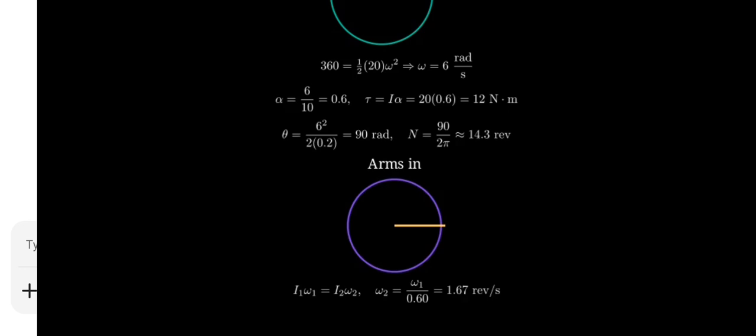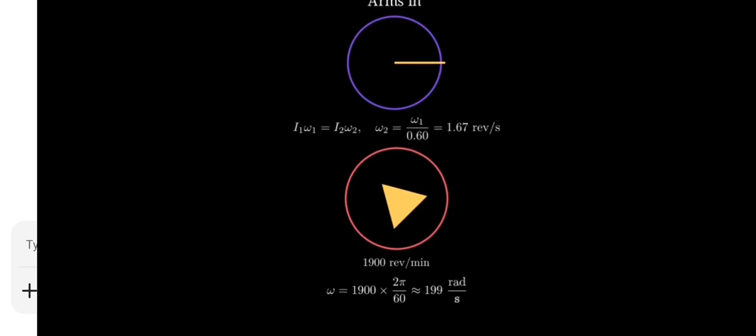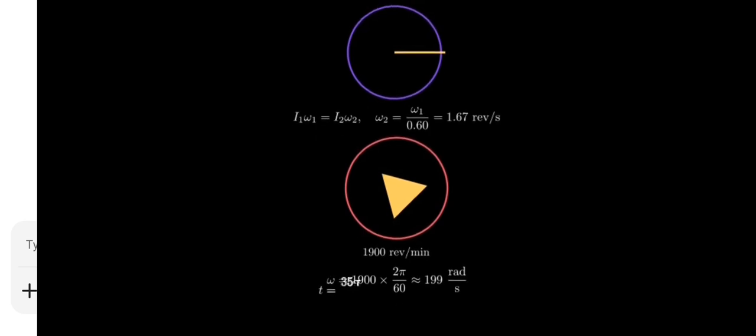Problem 8 gives a propeller spinning at 1900 revolutions per minute. We show a propeller labeled with the speed. Converting to radians per second by multiplying by 2 pi over 60 gives approximately 190 radians per second. To sweep 35 degrees, we divide the radian angle by that angular velocity, yielding about 3.07 times 10 to the minus 3 seconds. Problem 9 accelerates a saw blade from rest to 140 radians per second in 6 seconds.